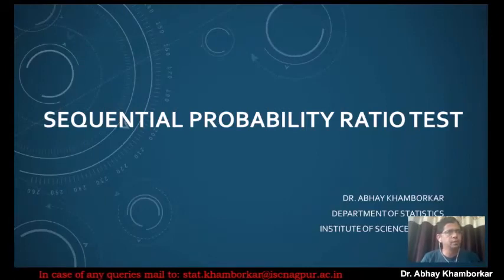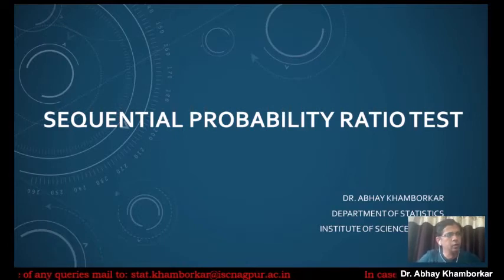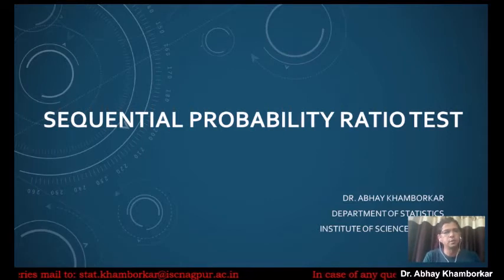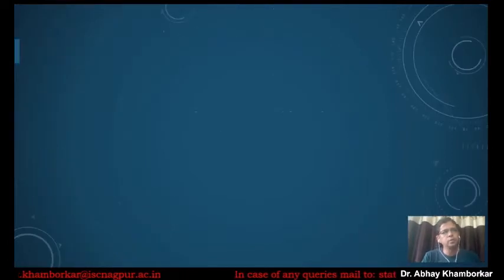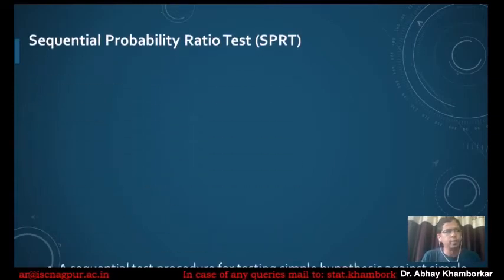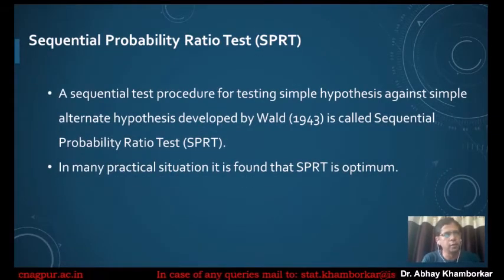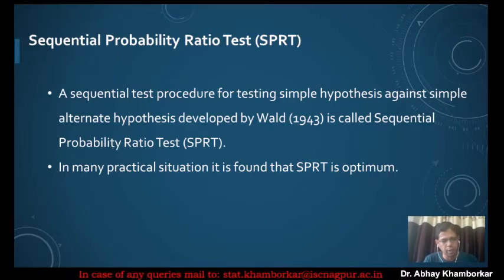In today's session, we are going to discuss one particular sequential testing known as sequential probability ratio test. So in this presentation, we are going to discuss SPRT, that is nothing but sequential probability ratio test. Now this sequential test, known as SPRT, was proposed by Abraham Wald in 1943. And in this sequential test, a simple hypothesis is compared against a simple alternative.